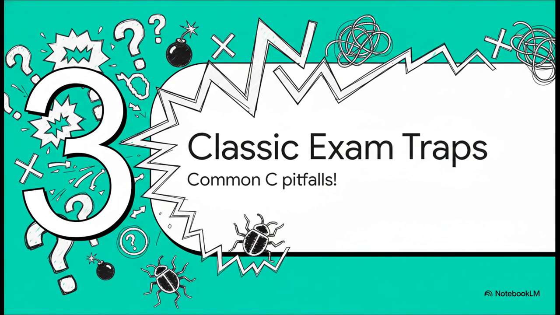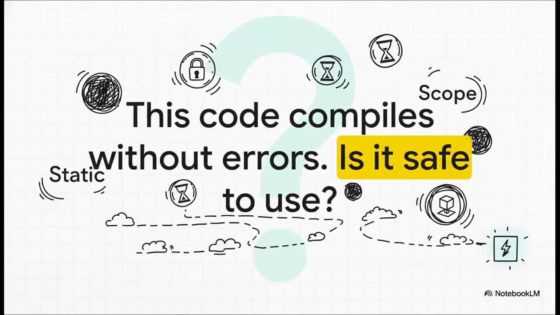Okay, now that we have a good handle on scope and lifetime, let's put it to the test with one of the most classic and most dangerous exam traps in all of C programming. Take a look at this function. It creates a local variable, local var, and then it returns the memory address of that variable.